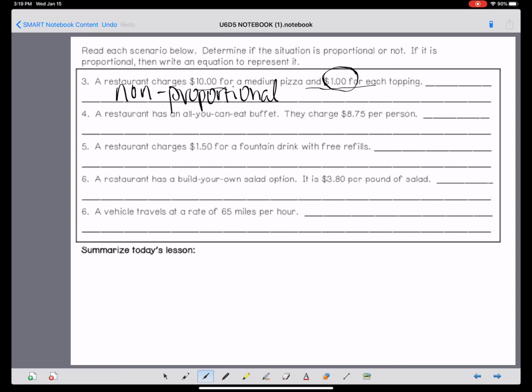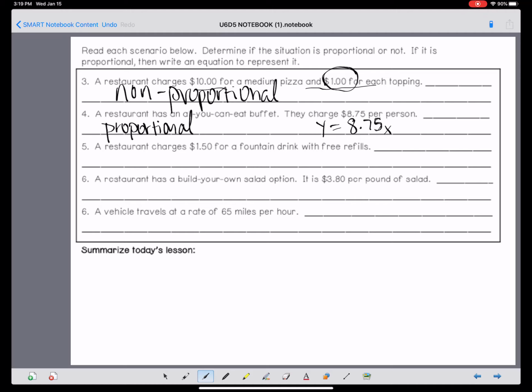Number 4 says a restaurant has an all-you-can-eat buffet and they charge $8.75 per person. So each person is going to cost that same price no matter how many people. That will give me my y value. So this example is proportional.